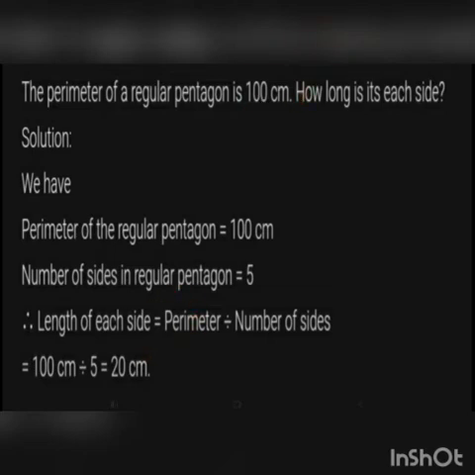So, 20 centimeter is the length of each side. In the other questions, they give you the sides and side lengths, and you have to find the perimeter. Here they have given the perimeter, and you have to find the length of the side. If it is the case of regular figures, you can find it like this easily.